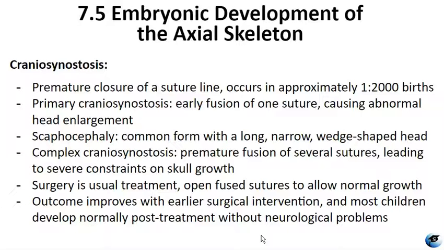Primary, which involves the early fusion of one suture leading to an abnormal head shape, like a long, narrow head, or you could have complex, which results from the premature fusion of multiple sutures, and this severely limits skull and brain growth. Treatment usually involves surgery to open the fused sutures and allow normal skull growth to occur. The earlier the surgery, the better the outcome. Most children treated this way go on to develop normally without any problems with their nervous system later in life.